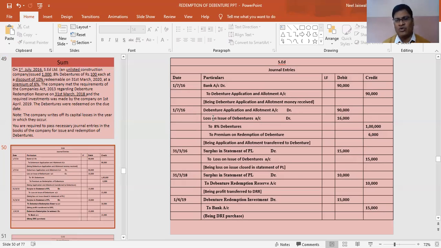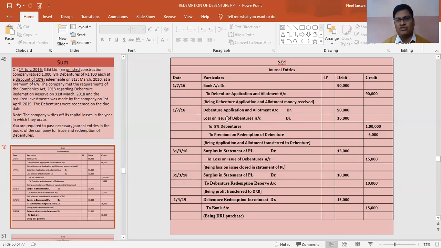We write only one word, loss. Loss and discount are synonymous over here. We can replace any one of them. Loss on issue of debentures 16,000. Then what? Surplus in statement of PL to loss on issue of debentures.